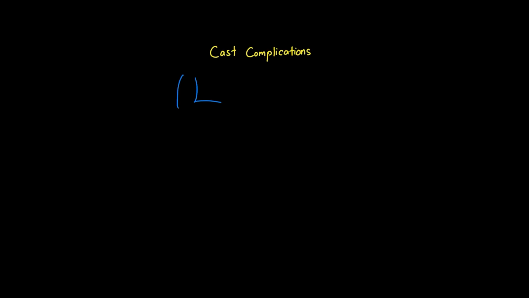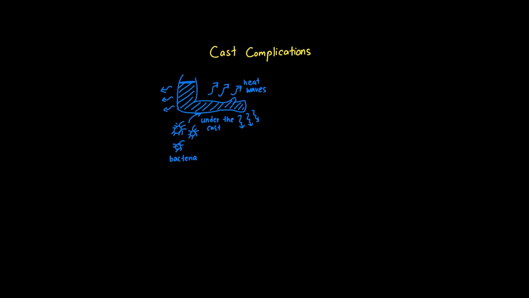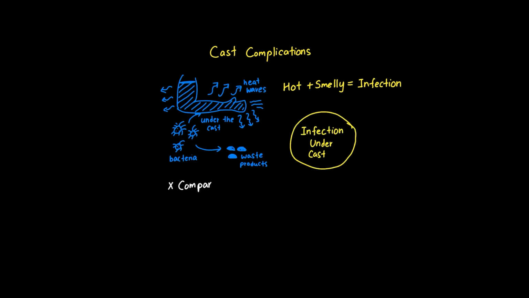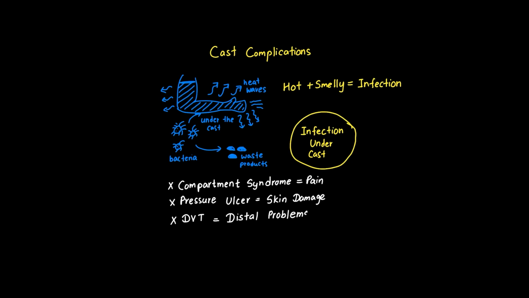Understanding cast complications helps us recognise why heat and odour specifically indicate infection. When bacteria multiply under a cast, they produce metabolic heat as a byproduct of their rapid reproduction. This warmth radiates through the cast material, making it feel hot to touch. Simultaneously, bacterial breakdown of tissue and the bacteria themselves produce foul-smelling compounds. These volatile organic compounds escape through the cast's porous material. Together, heat and smell are classic infection signs. Compartment syndrome causes severe pain and neurovascular changes, not heat and odour. Pressure ulcers cause pain but don't typically produce significant heat.